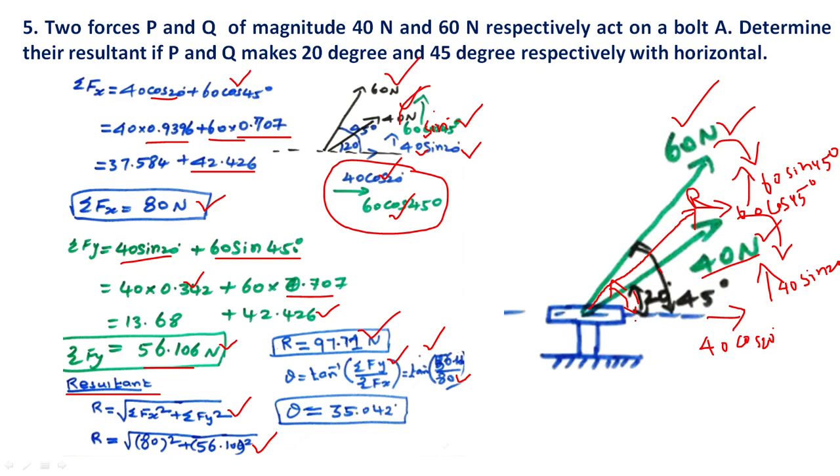So this is the problem. First we find the component forces, then find the sum of horizontal forces and the sum of vertical forces, then find the resultant force from Fx and Fy, and next find the angle of the resultant force. Okay, thank you.